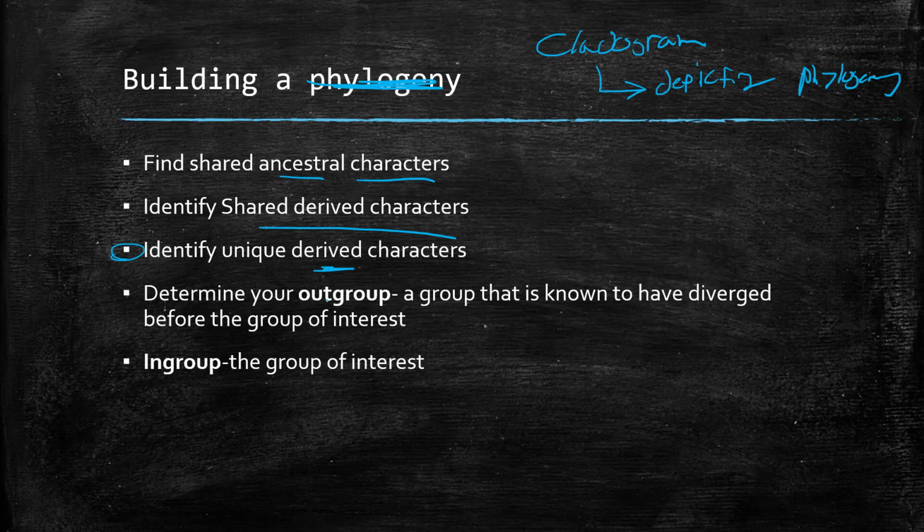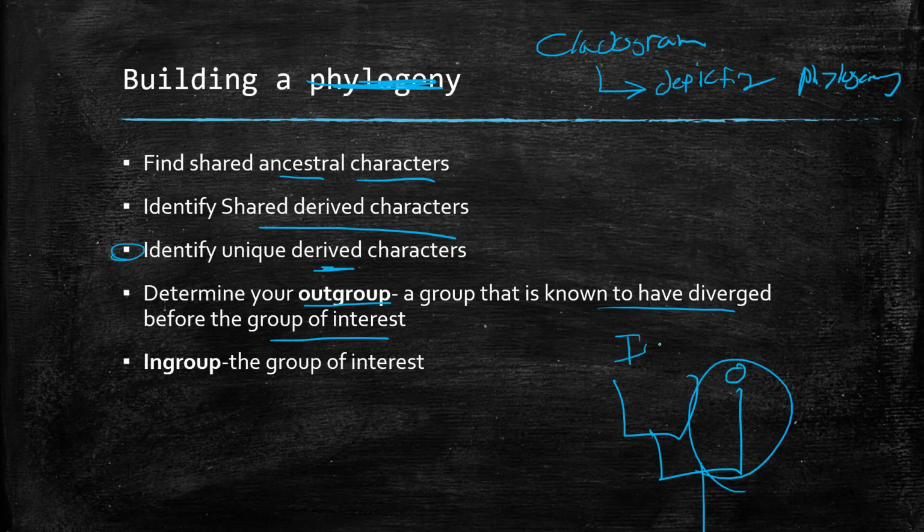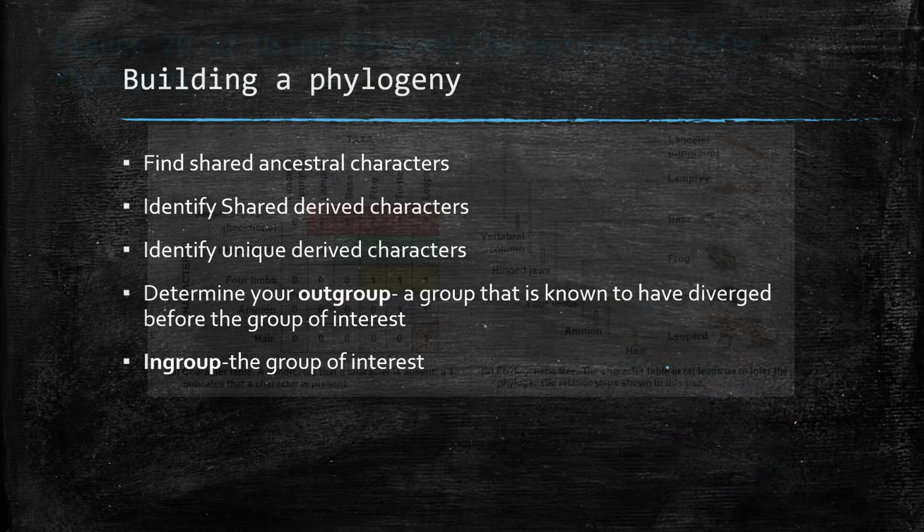Then we want to determine our outgroup. That's the group that is known to have diverged first before the in-group, which is the group of interest. So when we draw a tree like the one I did before, this is our outgroup over here, the outgroup, and this is the in-group. So what group was one of the first ones to split off? That helps you to orient your tree so you know the order of evolution.